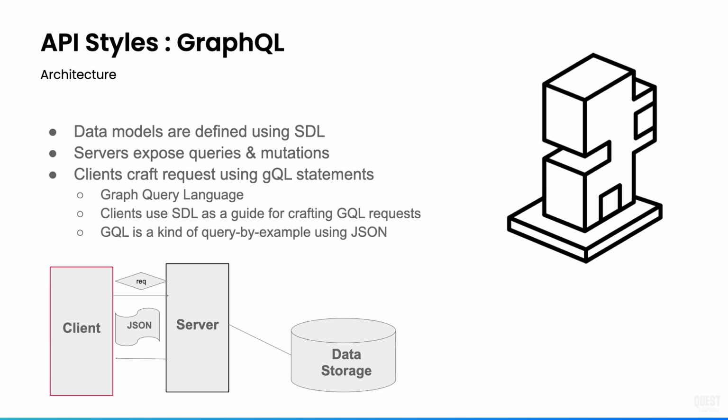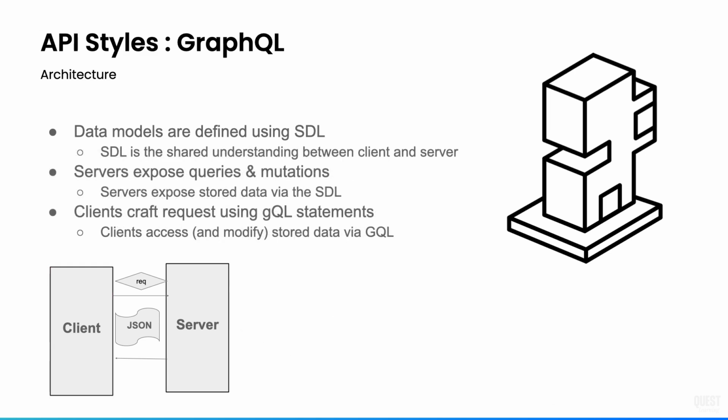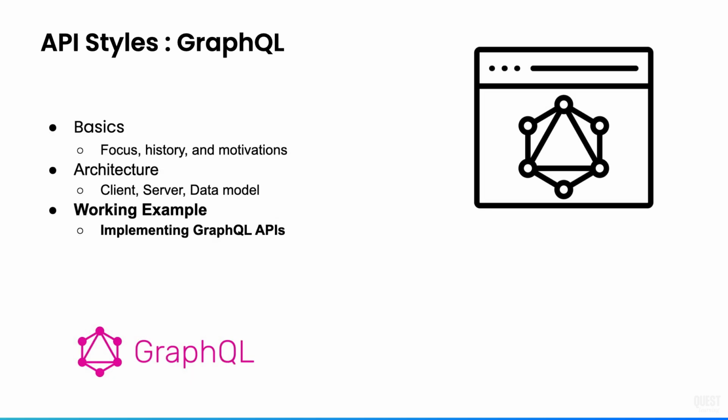Clients will use the schema definition language as a guide for crafting their GraphQL query statements. And GraphQL, as I said, is a kind of a query by example, but using JSON instead. And JSON is the response back as well. So SDL is the shared understanding between clients and servers. Servers expose stored data via SDL. Clients craft requests using the GraphQL statement language. So now let's take a look at a working example.